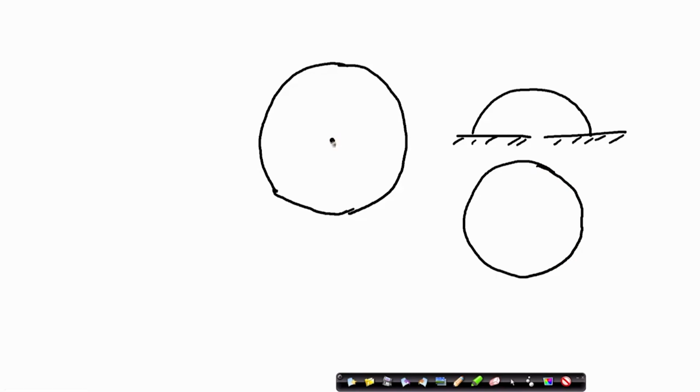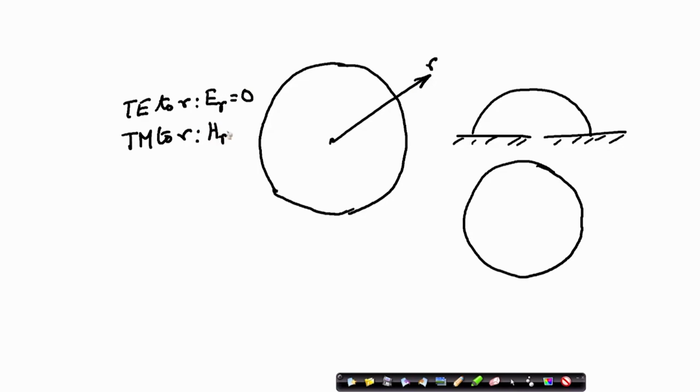So, the modes of this kind of spherical, or so to say hemispherical resonator, are in the form of TE to R or TM to R modes. So, this is the radial direction R. The TE to R modes possess E_R equal to 0. That means there will be no radial component of the electric field, and for the TM to R modes H_R equal to 0. So, that means there is no radial component of the magnetic field.